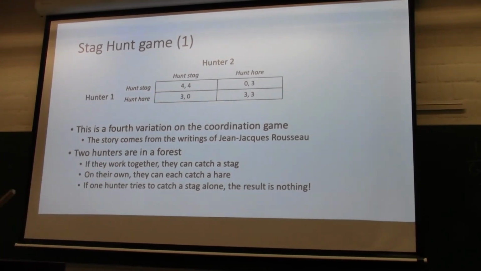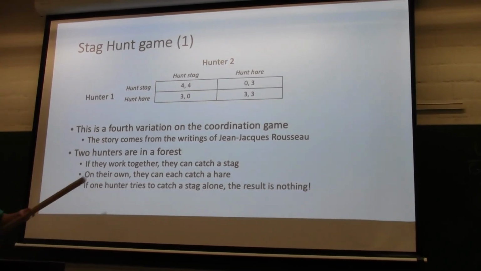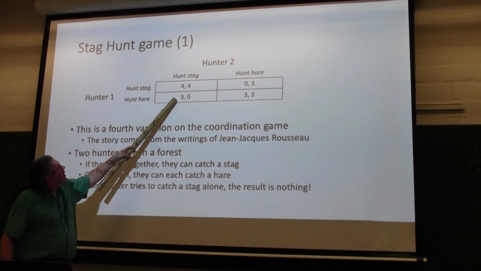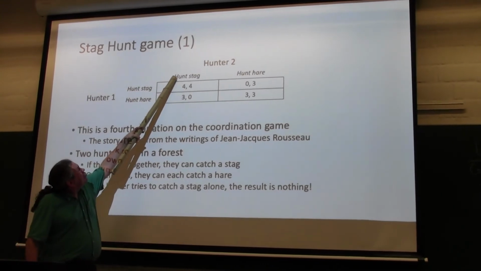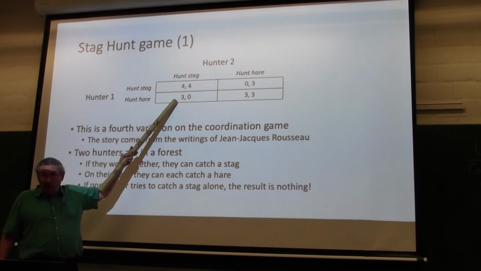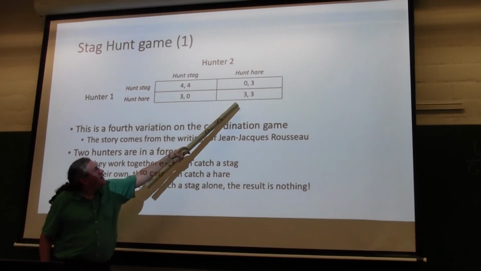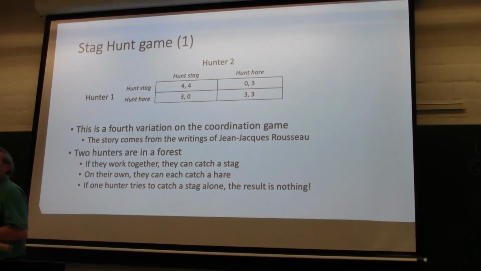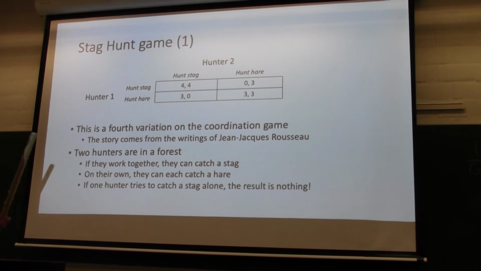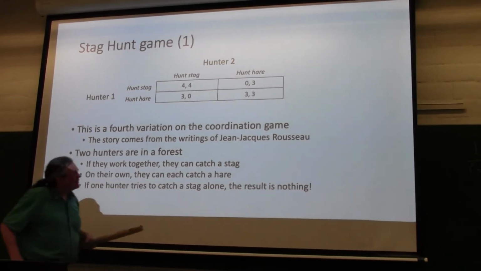On their own, they can each catch a hare. A hare is a smaller animal. Hunter 1 can hunt the hare, but if Hunter 2 tries to hunt the stag and Hunter 1 tries to hunt the hare, then Hunter 1 will get the hare, but Hunter 2 will get nothing. And if they both hunt hares, they will both get a hare. You get 3, 3. So you can see this one is also a slight variation of prisoner's dilemma in a sense.